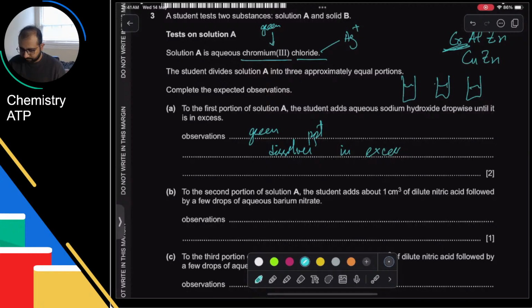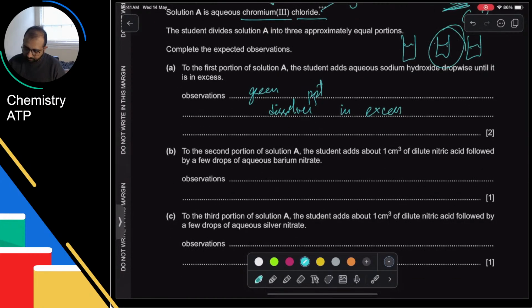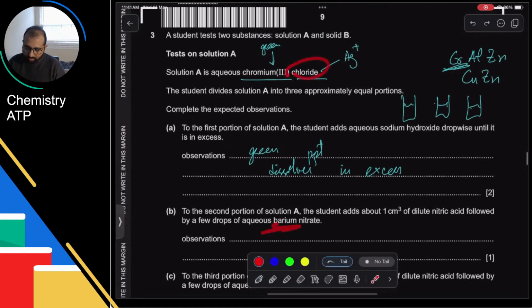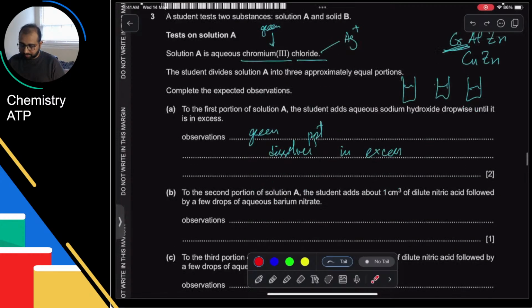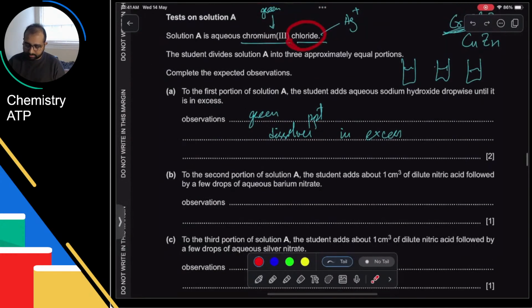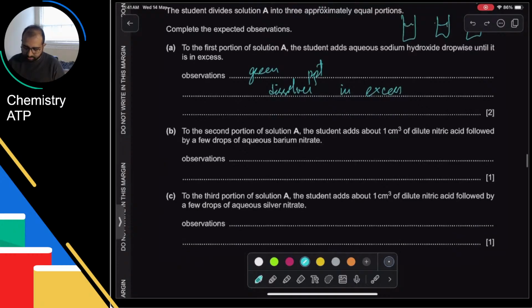Okay. To the second part, he adds nitric acid followed by barium nitrate. This is chloride. Barium chloride is soluble, right? Barium is only insoluble with sulfate, and other things, but we use it to test for sulfate, right? So because of that, we can easily say that this will be no change, or even if it makes white powder, it's going to be soluble, so it doesn't matter much. So we'll just say no change.